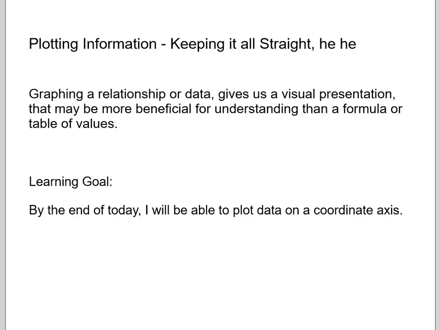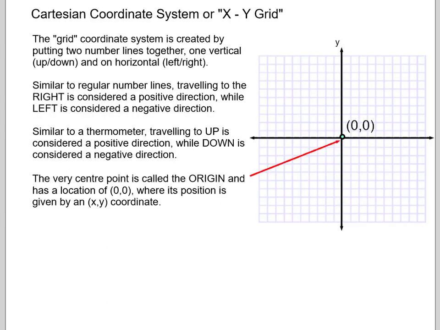And if you've ever played Battleship, the board game, that's about what we're doing. Okay, so the Cartesian coordinate system, or an XY grid, that's the fancy names, looks like this on the right hand side. Okay, and you can think of it as two number lines, if you like, that have been put together. One goes right to left and one goes up and down.